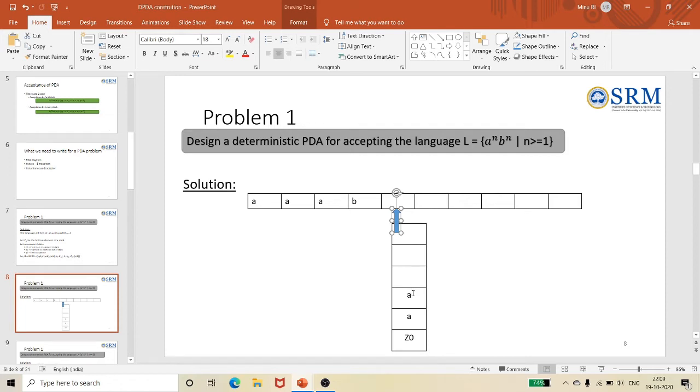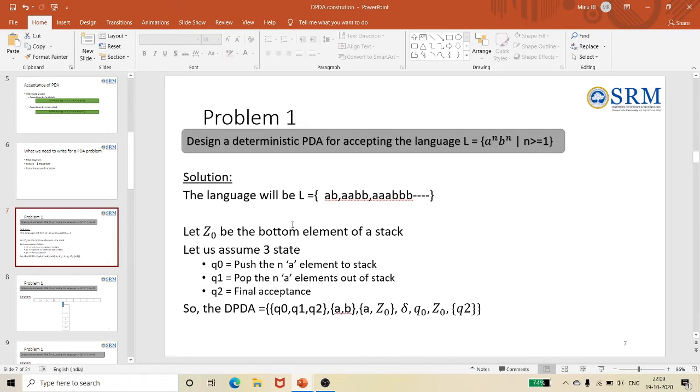Now, this idea has to be represented in a PDA diagram. So, how to draw a PDA diagram? Before that, how many states does my PDA have? For pushing A, we can have one state. For popping B, we can have one state. And for reaching the final state, we can have another state. So, that's what I have explained. Let Z0 be the bottom of the stack.